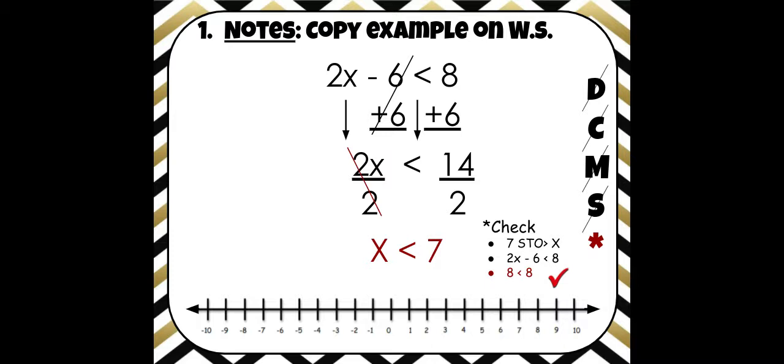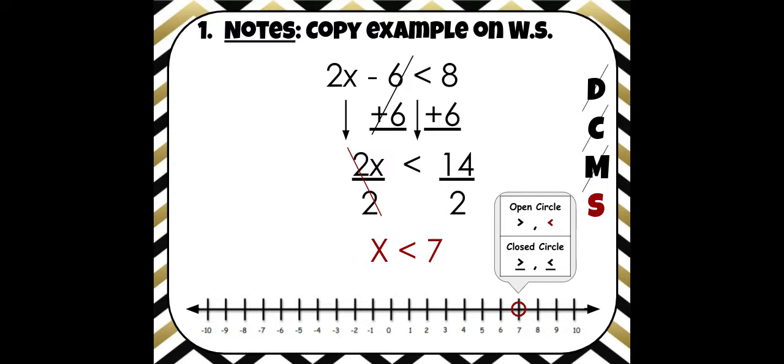The last thing that we're going to do is we're going to draw out our answer on this number line underneath us. So we want to represent that x is less than 7. So the first thing that we're going to do is find the number 7 on our number line, and we're going to put a circle on that 7. Now, how you draw your circle is going to depend on the symbol. You're going to draw an open circle if you have a less than or a greater than sign. You would draw a closed circle if it was less than or equal to, or greater than or equal to.